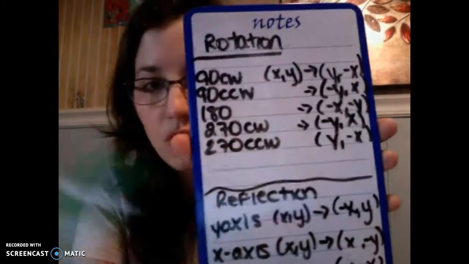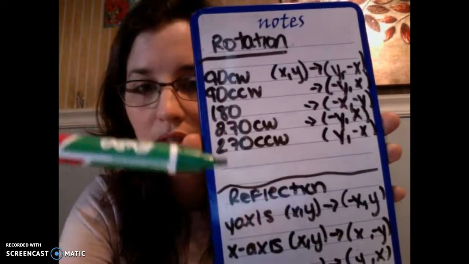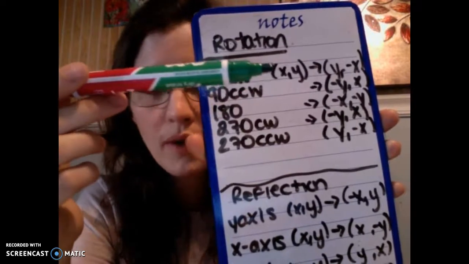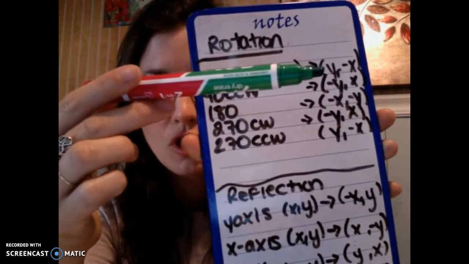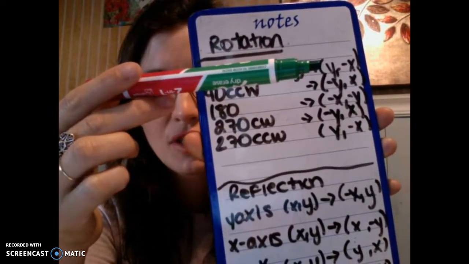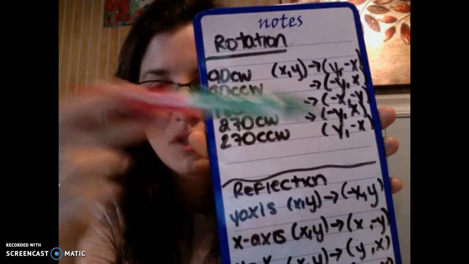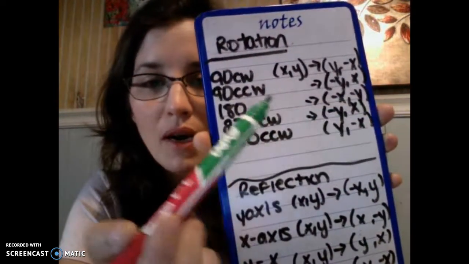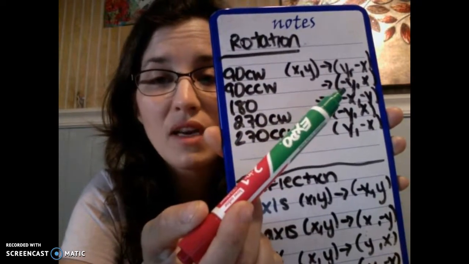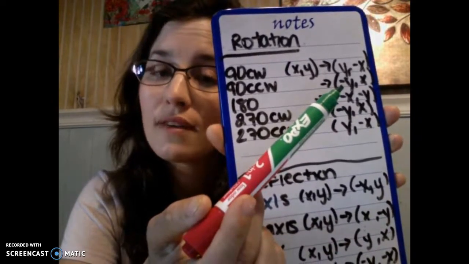So let's see here. Here are your rules of rotations. Notice, my 90 degrees clockwise is the same as my 270 degrees counterclockwise. What my original point was gets changed to where the y comes to the front and the x goes to the back, and you change its sign. Same thing: y came to the front, x went to the back and changed its sign. I can also look at my 90 degrees counterclockwise, and what changed? The orientation, meaning the y came to the front, x to the back. This time the y sign changed.